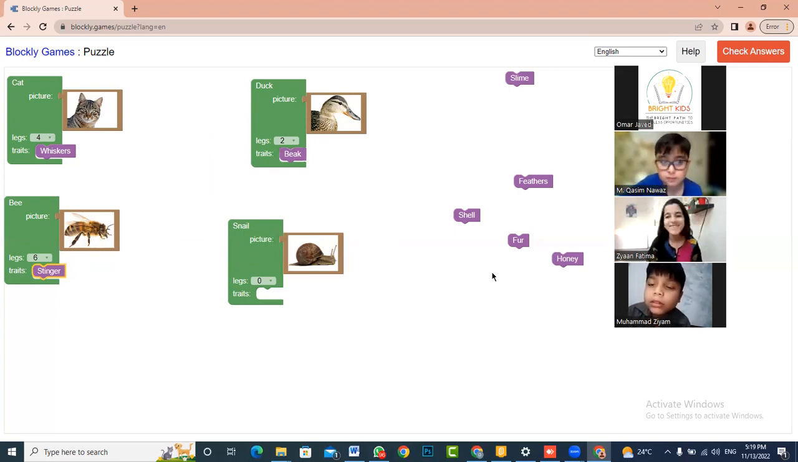Zayan knows everything, but what about the others? Qasim, who is going to have a shell? The snail. The snail has a shell, so we are going to attach this shell trait to the snail.